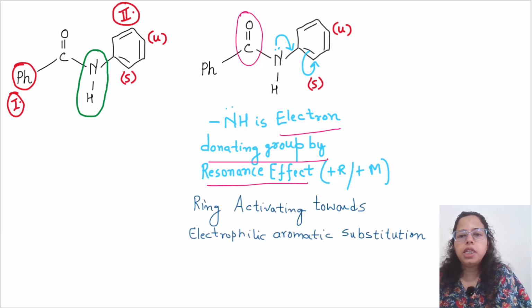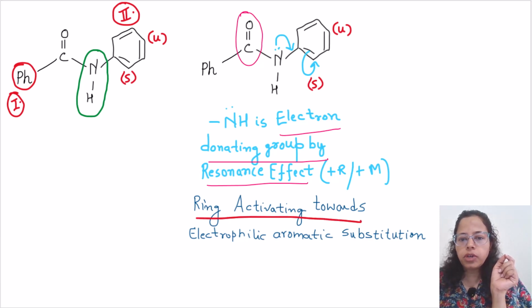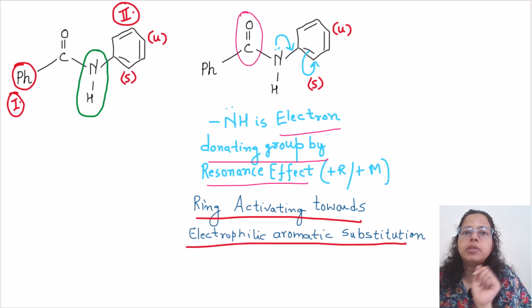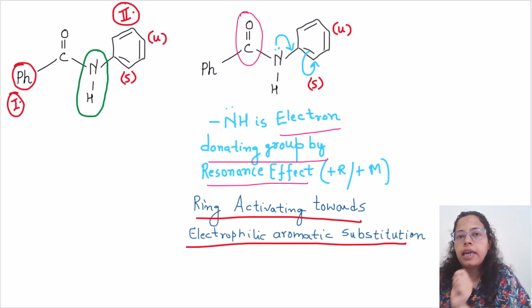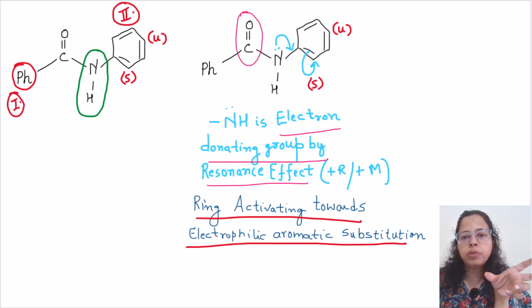Now, since the NH group is electron donating towards the benzene ring, that means it is ring activating, right? It is ring activating towards electrophilic aromatic substitution. That means it will favor the attack of the electrophile. And the ring activating groups, which are electron donating towards the benzene ring, you have read this, you know this, these are ortho-para directing groups. So the preference will be the ortho-para positions.